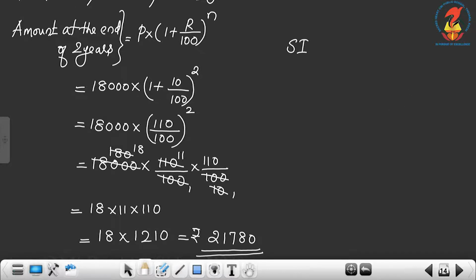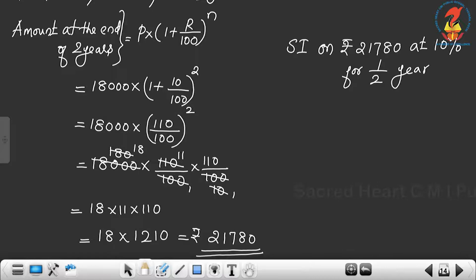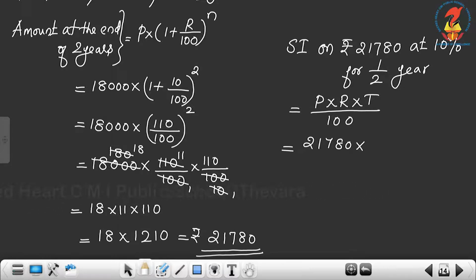Now we have to calculate the simple interest on rupees 21,780 at 10% for half a year, which is equal to P into R into T divided by 100. So it is equal to 21,780 into rate 10 into 1 by 2 divided by 100.